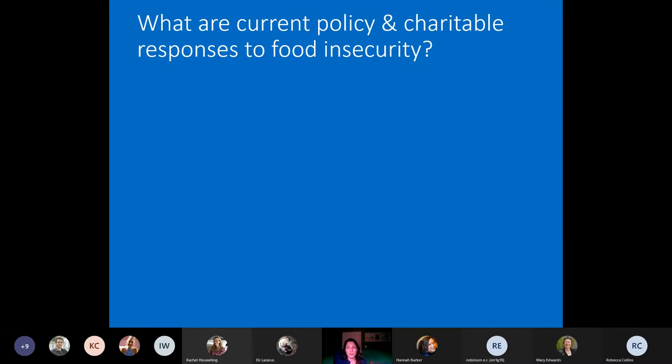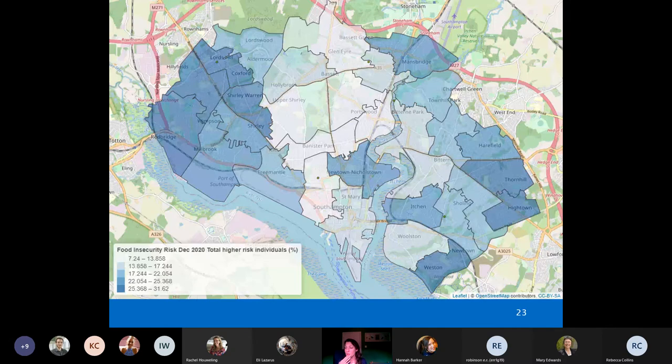So what are our responses? How are we responding to food insecurity in the country? So here's Southampton again. This is using a website I developed with Southampton City Council and Sustain to make this kind of risk measure easily accessible to anyone who doesn't have GIS software at their disposal. And this is showing the food insecurity risk of households, just the demographic risk as of December 2020. So again, it's in quintiles.